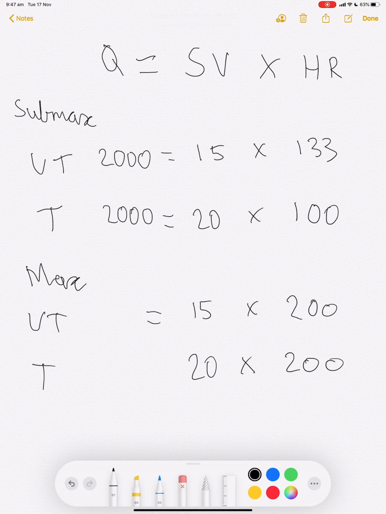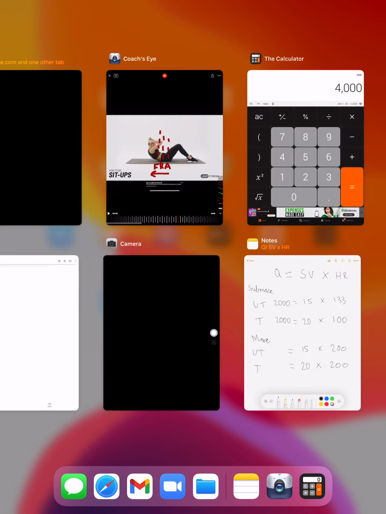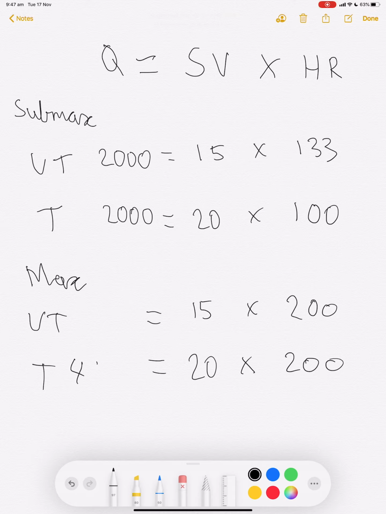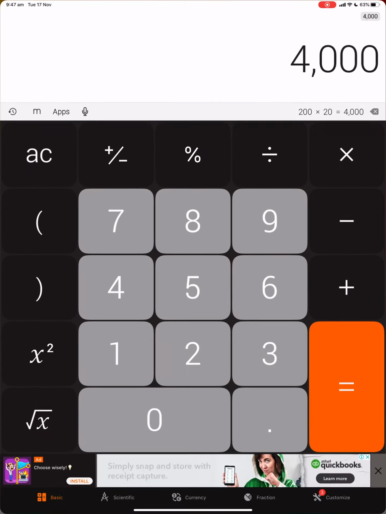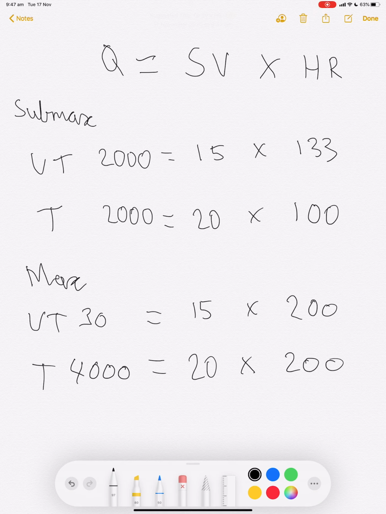So the difference here is the maximal cardiac output. Let's just do the math. 200 times 20 means that the cardiac output of the trained person is going to be 4,000 or 4 litres, versus 15 times 200 is only 3,000. So what we want to say here is that at maximal workloads, the trained athlete has a higher maximal cardiac output because they have a higher stroke volume with the same maximum heart rate.